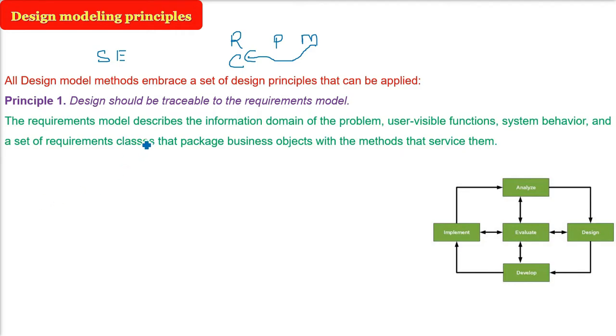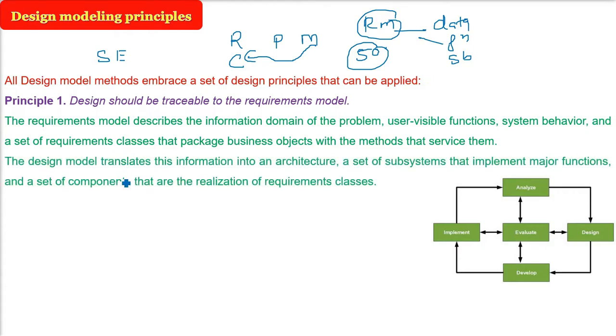So what is the requirement model doing? The requirement model is all about describing the data, the information domain, the functions which are visible. For example, 50 functions or 50 use cases are there. What is the system behavior? The data, of course, the function, the system behavior, and this behavior will be on certain events. And there are a set of requirement classes, these classes will be combined in a package, and what objects will be used, what methods will service them.